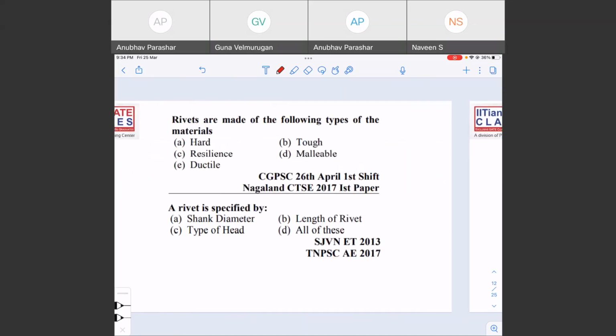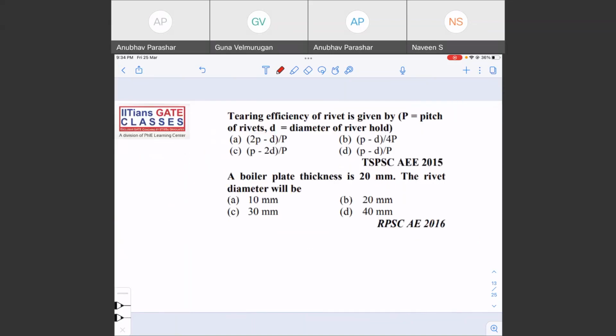Leave this one. If you are unable to do this, try this question. After doing this you might be able to answer that. The tearing efficiency of a rivet is given by... try this question first, then you'll be able to answer that easily.